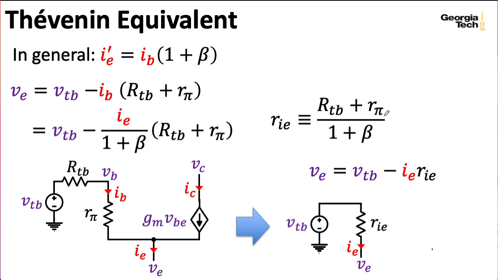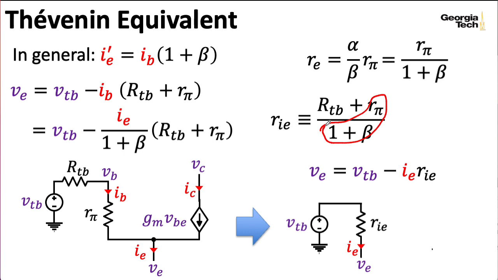Now, there's another way I could write RIE. In a previous lecture, we found that RE, which is a quantity associated with the T model, is equal to alpha over beta times R pi, which is associated with the pi model here. And if I rearrange this expression, let's remember that alpha is equal to beta over beta plus 1. And then if I plug that in for alpha here, the betas cancel, and I can write RE as R pi over 1 plus beta, which is sitting right here.